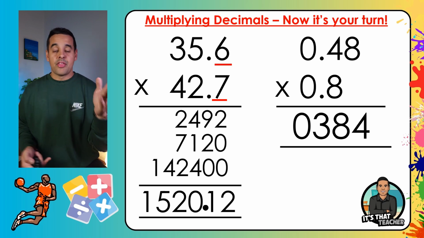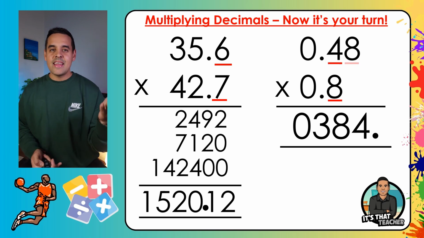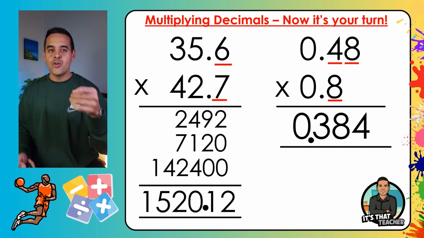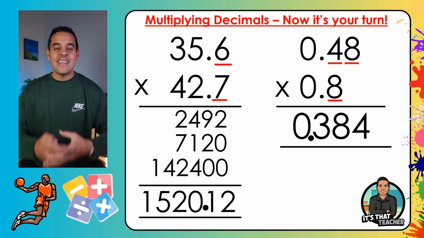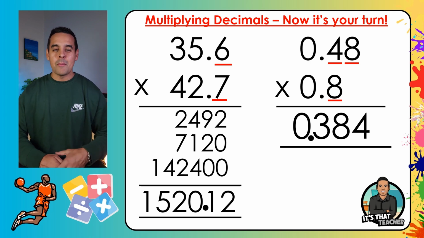Now with this question, I've worked it out quickly just for the answer slide. You have 384. Remember, count the numbers after the decimal point. There's 3 numbers there. Move the decimal point across 3 places. Ready? 1, 2, 3. There it is. That's your answer, 0.384.